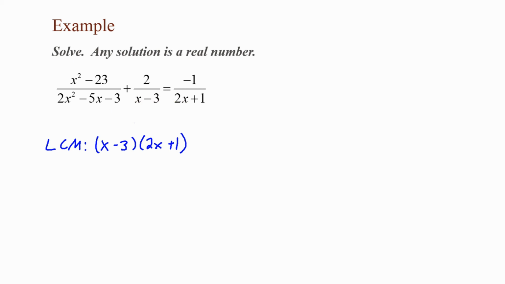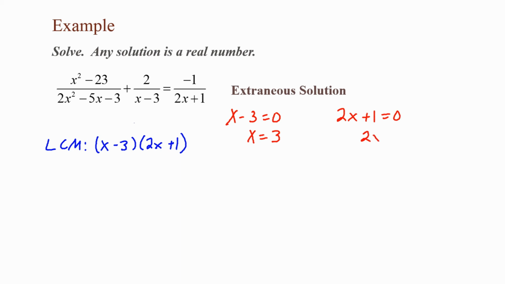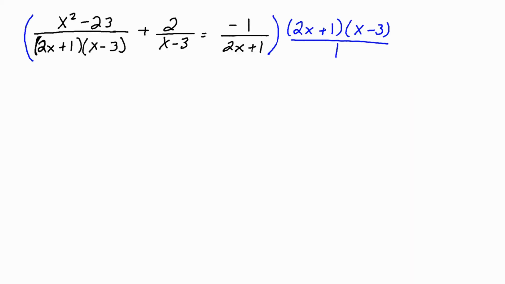Using my LCM, I want to try to find my extraneous solutions. x minus 3 equals 0 gives me x equals 3. 2x plus 1 equals 0 gives me 2x equals negative 1, or x equals negative 1/2. My extraneous solutions are 3 and negative 1/2. So now we're ready to multiply our equation by our least common multiple so that we can cancel our denominators.